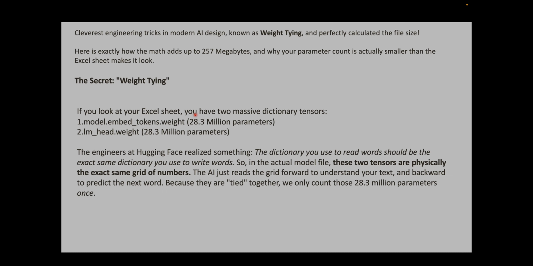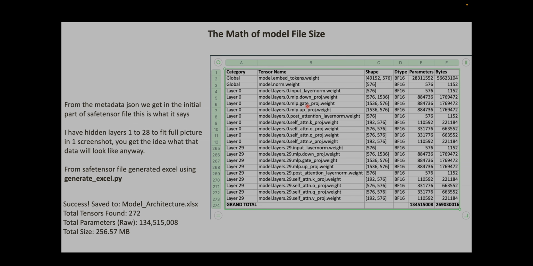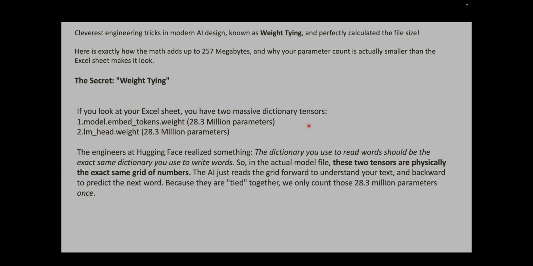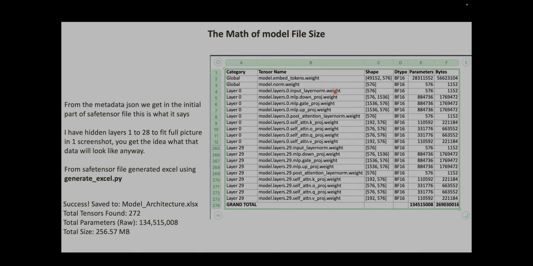If you look at your Excel sheet, you have 2 massive dictionary tensors. There is model embed tokens weight, which has 28.3 million parameters, and the LM head weight, which also has 28.3 million parameters.